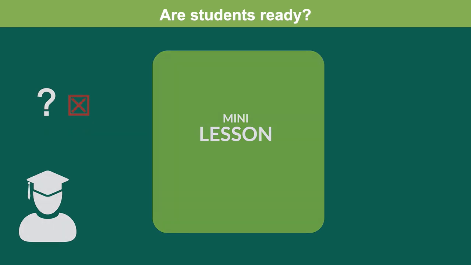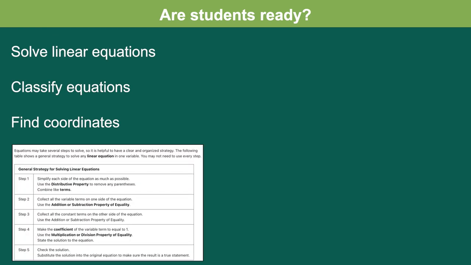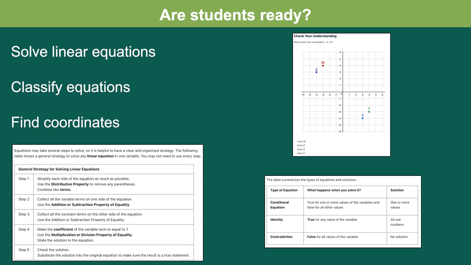To engage with the content in Unit 1, students should already know how to solve linear equations using a general strategy and classify equations based on the type of solution. And they should also know how to identify the coordinates of points on a graph. Initial instruction for all of this content occurred in middle school.